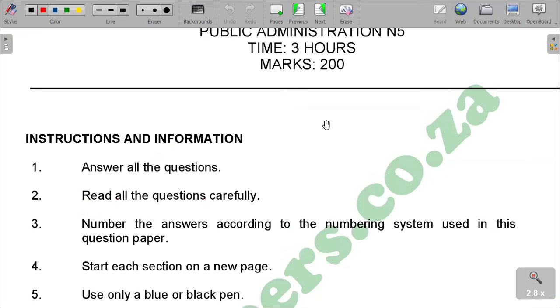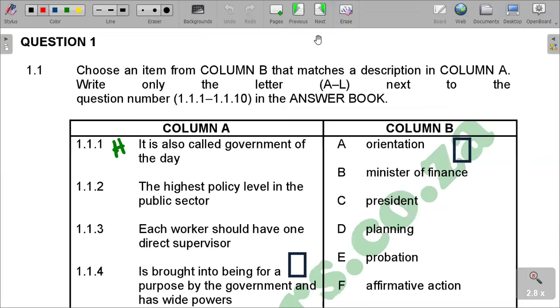I always want you to know that when you are writing exams, instructions are very important. N5 students, you are quite experienced. You are seniors in this. So please don't forget to read instructions. Question one is where we are going to start right now. We choose the item from column B that matches a description in column A. So we write only the letter as it is indicated there.